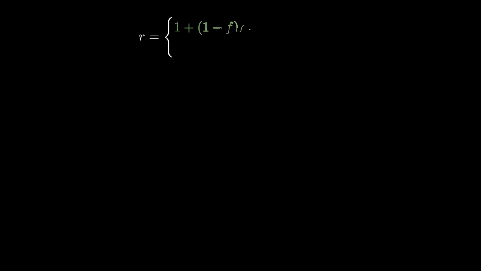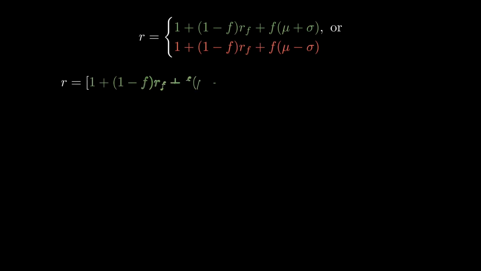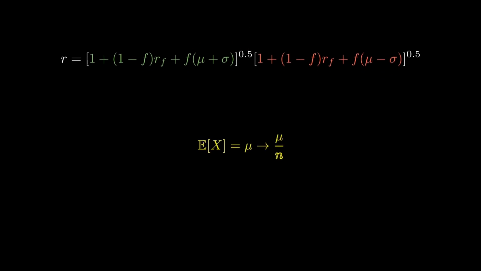Back to the formulas. Our geometric average return is calculated as follows, just like in the previous video. The exponents refer to the probabilities of the scenarios happening, which are 0.5 for both. If we subdivide the time interval into n steps, then for each step, the mean goes from mu to mu over n. The variance goes from sigma squared to sigma squared over n, and the risk-free rate goes from Rf to Rf over n.